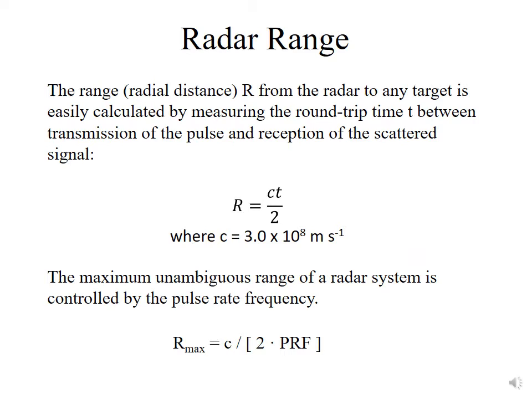The radar range is easily calculated by measuring the round-trip time for the pulse to get from the transmission to the target and back. So the range is equal to the speed of light times the time divided by 2. And the maximum unambiguous range of the radar system is controlled by the pulse rate frequency. Here we have the maximum unambiguous range, R max, is equal to the speed of light divided by 2 times the pulse frequency. So if you want to increase the range of your radar, then you need to send out pulses not quite as frequently.